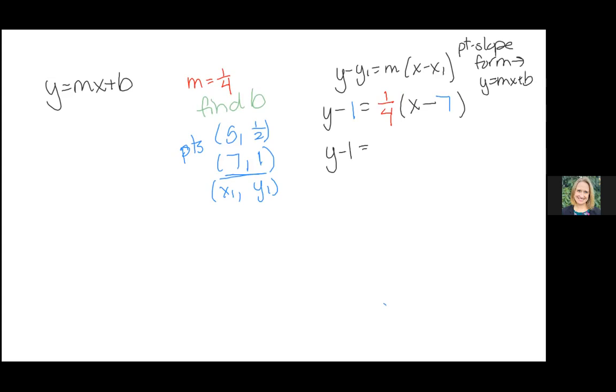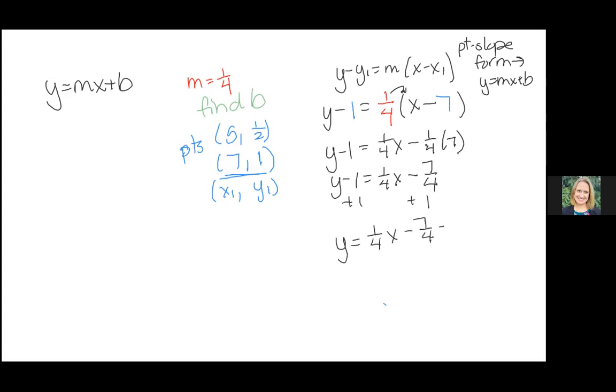So y equals, we multiply in the 1/4 times x to be 1/4 x, multiply the 1/4 times the 7. Now we can just simplify that. 1/4 x minus 7/4. 1/4 times 7 is just 7/4. Now we can add 1 to both sides, y equals 1/4 x. And so you have a minus 7/4 plus 1, and 1 I'm going to rewrite as 4/4 because that's the same thing, right? 1 and 4/4 mean the same thing.